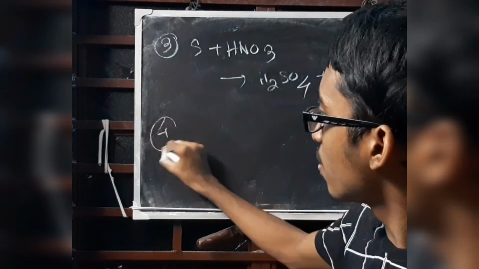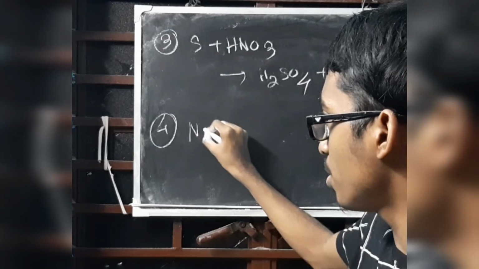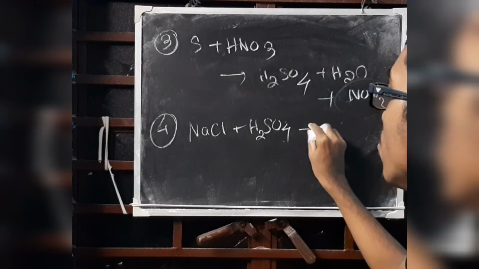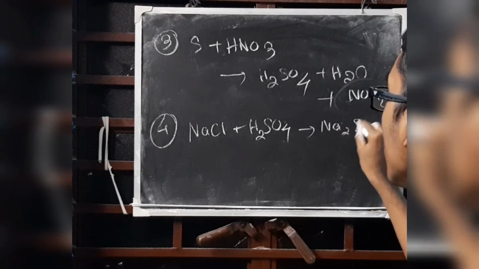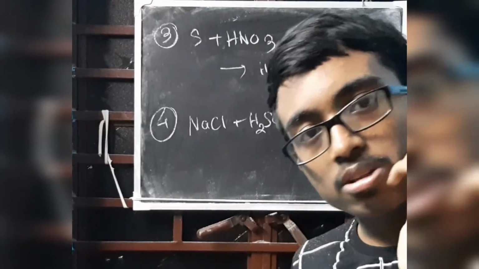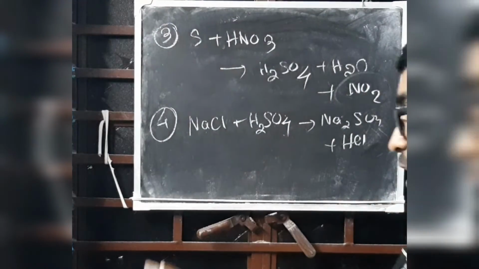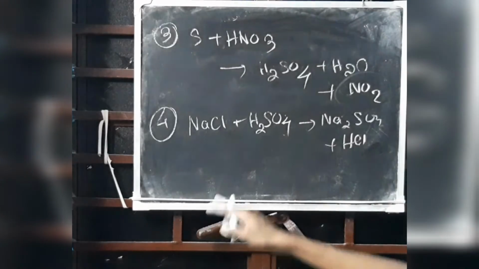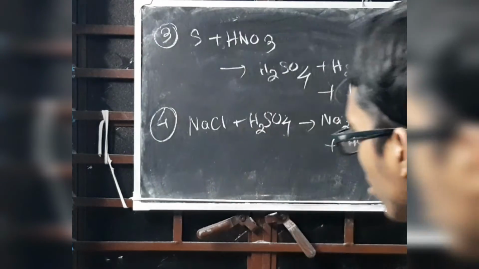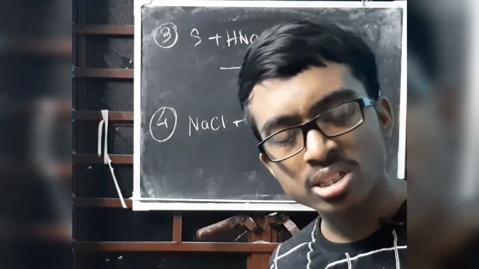Number 4 is displacement. Double displacement that you have already learned. This is a double displacement reaction. Clear? What will this form? Na2SO4 plus HCl. Double displacement you have read. Neutralization, precipitation. Right? This is not a neutralization reaction. Why? NaCl is not a base, it is a salt. Only double displacement reaction, not a neutralization reaction. So what is forming? HCl. Is it an acid? Yes, it is an acid. Clear? So this is how we are getting acids.